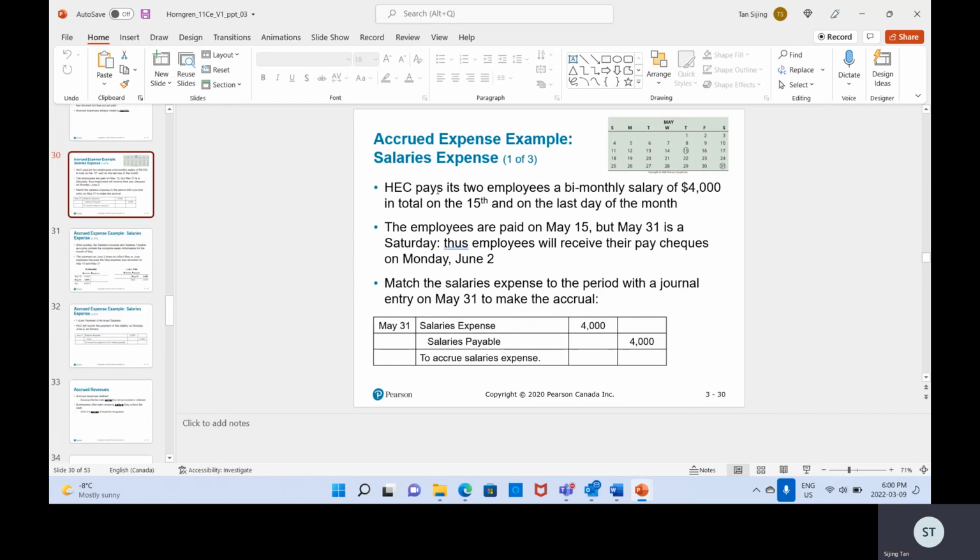For example, salary expenses. Two employees are paid bi-weekly, with a monthly salary of $4,000, on the 15th and the last day of the month. They are paid on May 15th, but May 31st is Saturday, so they will get paid on June 2nd. Now on May 31st, you still need to recognize these expenses because it has happened, even though you haven't paid yet. That is an accrued expense. We record it as a debit of salary expenses, $4,000. Our liability will increase $4,000 as salary payable because we haven't paid yet, right? We owe the money to those employees.